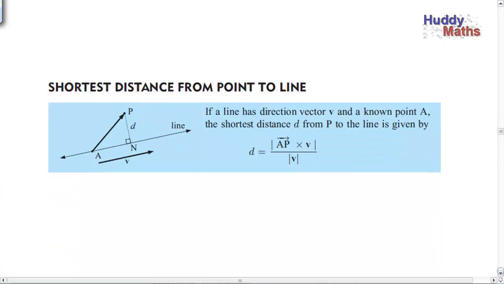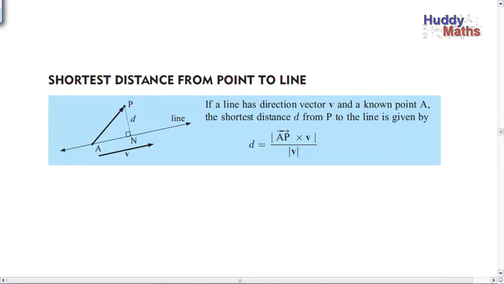Okay, here we are. Well, we're building up. How would you find the shortest distance from a point to a line? So here we have an idea. We have a line, and we're trying to work out the distance of point P to the line. So that's this distance here. The shortest distance is the perpendicular distance. So get a picture here.